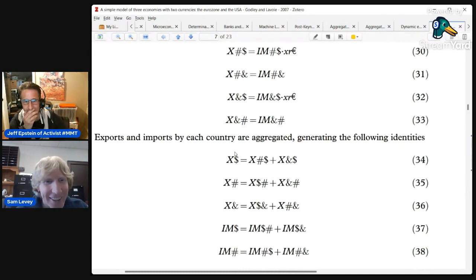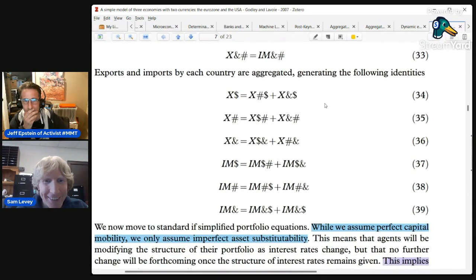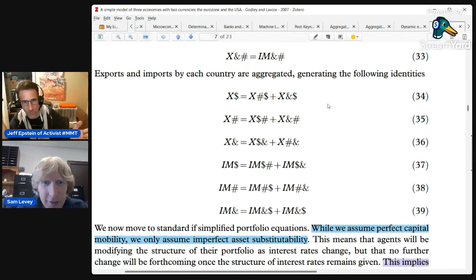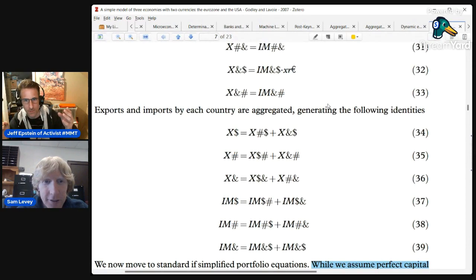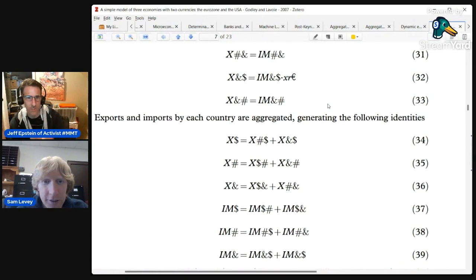Okay. And then here, how about these? Exports, no, exports is from the United States point of view. So the United States exported however much, and the total of their exports is the exports to the hashtag country plus the exports to the ampersand country. Okay. 35 is the same thing. 36 is the same thing.